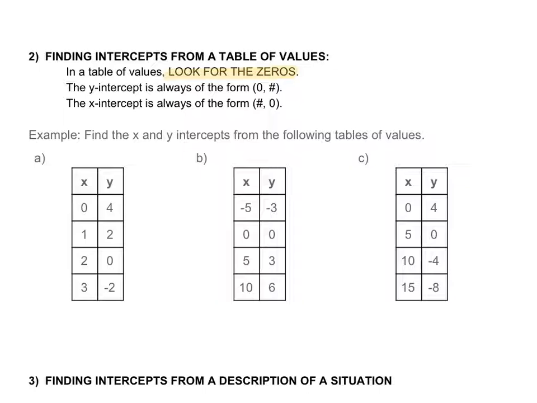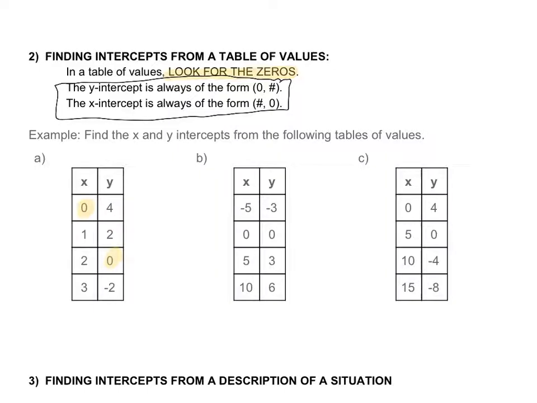When you are given a table of values and you're trying to find intercepts, you want to look for the zeros. What I mean by that is I want you to look for anywhere you see x is 0 or y is 0. Once you find these, you can identify which is which by knowing the pattern, which is right here, that the y-intercept is always of the form 0, comma, number, and the x-intercept is always of the form a number, comma, 0. Or if you blank out on remembering that, you can always do a little mini sketch and see whether they're sitting on the x-axis or the y-axis.